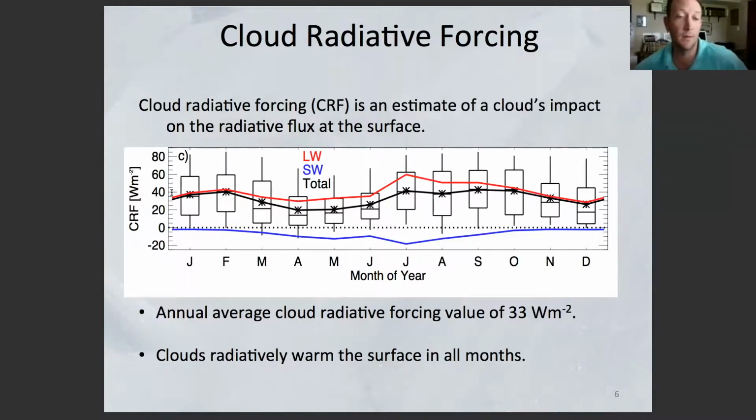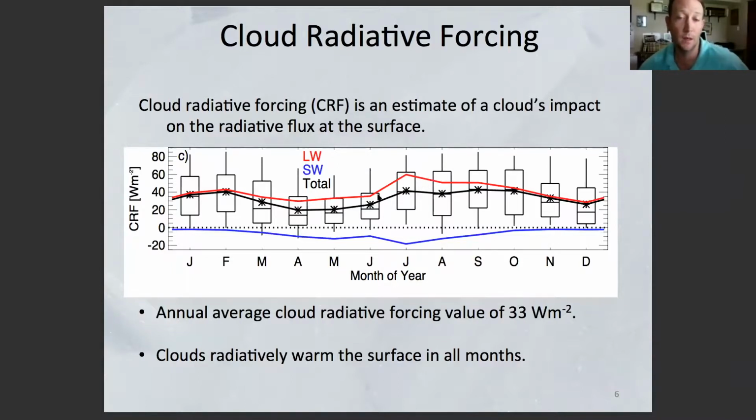So thinking about the measured radiation versus what the radiation would be under an equivalent clear sky scene. You can see the box and whisker plots representing the statistics for a given month. And especially on average, the clouds radiatively warm the surface in all the months, where the longwave warming effect is due to the highly emissive clouds, especially compared to a clear sky scene.